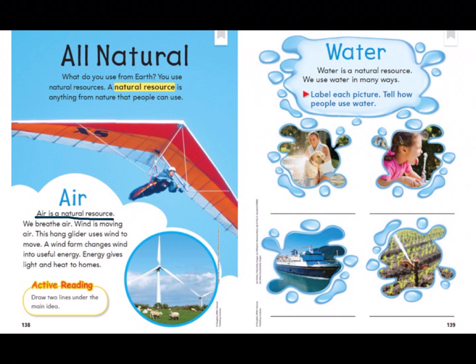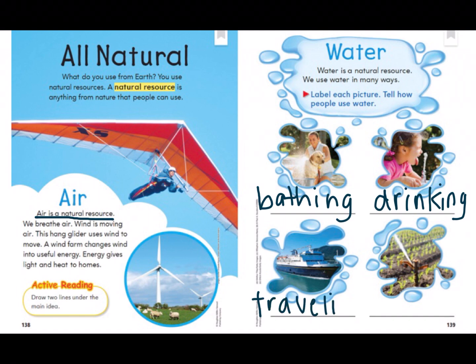Water. Water is a natural resource. We use water in many ways. Label each picture and tell how people use water. We can use water when we are bathing our dog or ourselves, right? For drinking, traveling, and watering our flowers or our plants. Okay, let's go on to our next page.